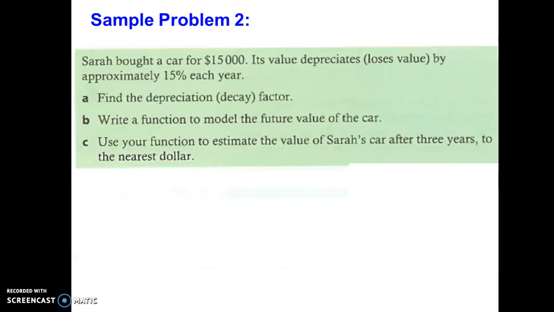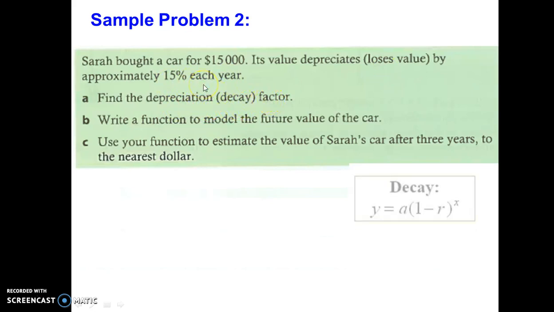All right, let's look at problem number 2. Sarah bought a car for 15,000. Its value depreciates or loses value by approximately 15% each year. So what do you think the depreciation or decay factor is?